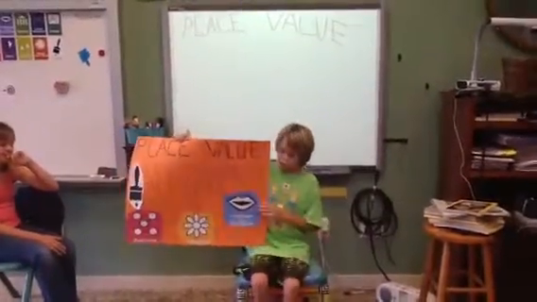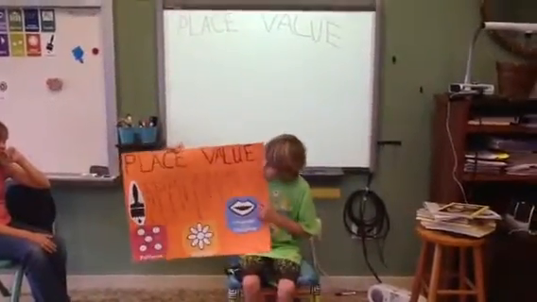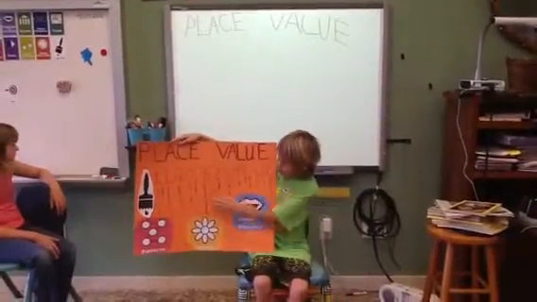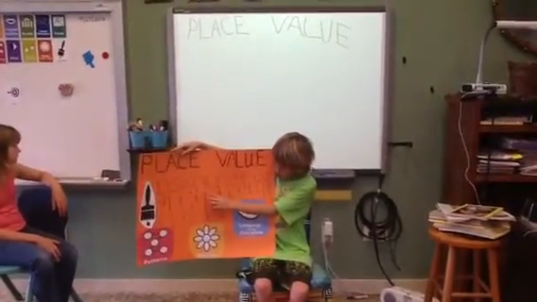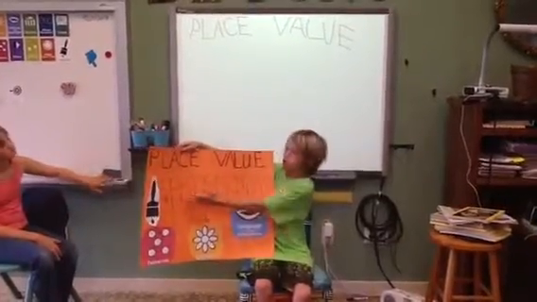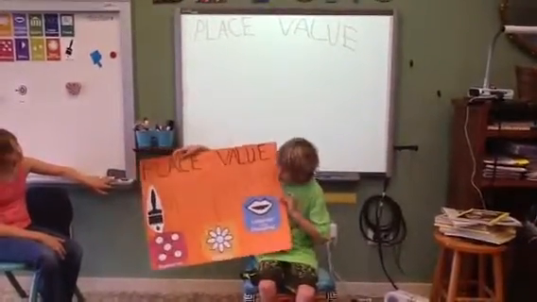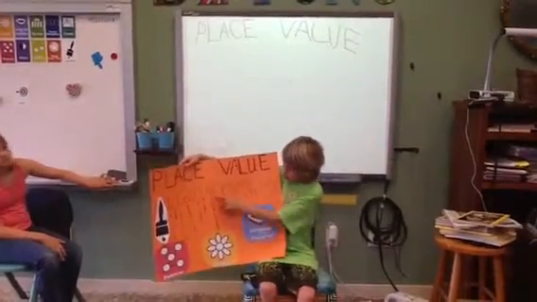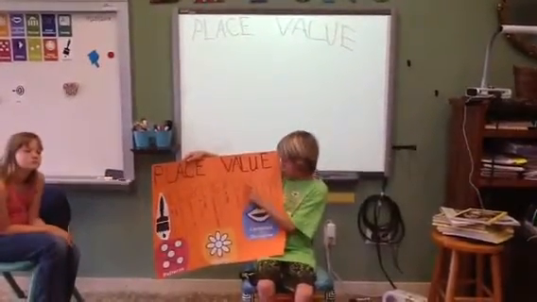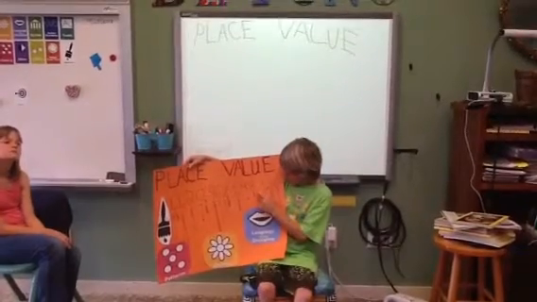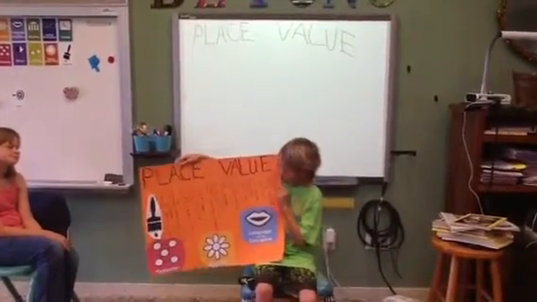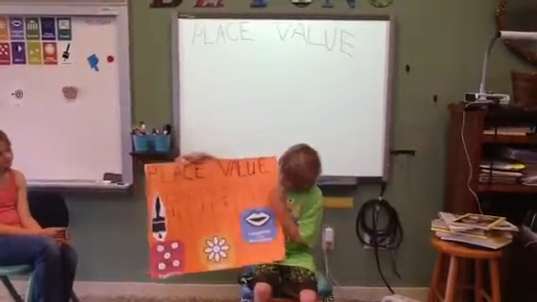Okay, so I'm in the place value group, and we're going to be talking about place value. Place value is where the numbers go and what they're called in a big number like this, which would be pronounced 1,120,967,198 and 150 thousandths.